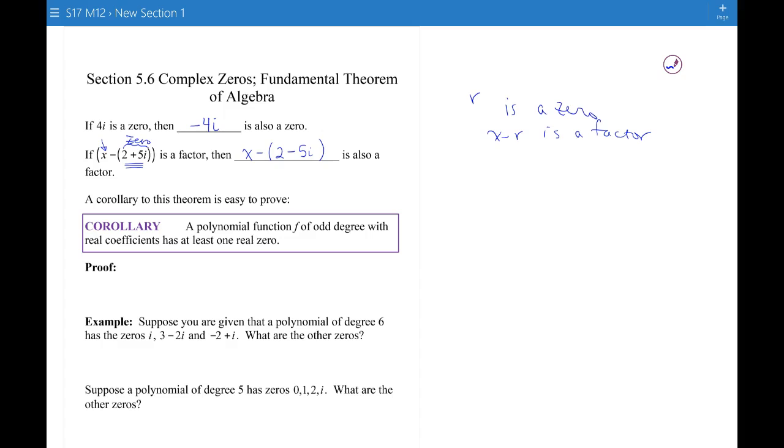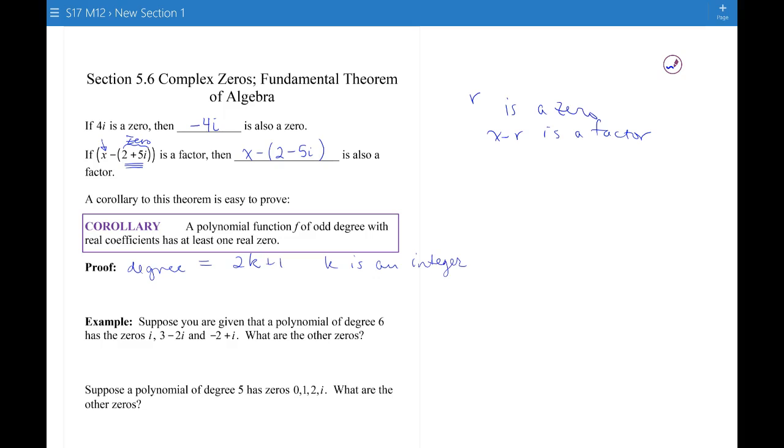This is something that just comes along practically for free: any polynomial function with odd degree is going to have at least one real zero. It comes from the fact that the polynomial zeros that are complex come in pairs. And so if you have odd degree, then your degree can be written as 2k plus 1, where k is an integer. Does that make sense?